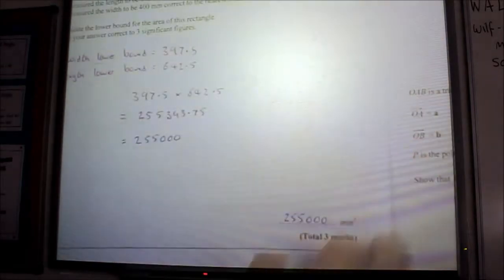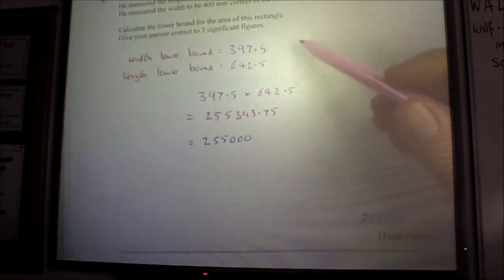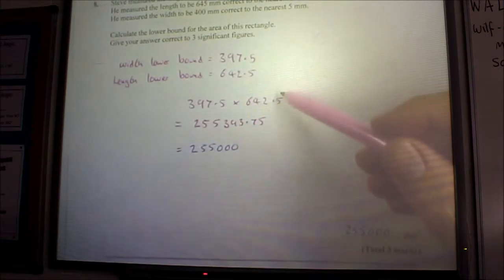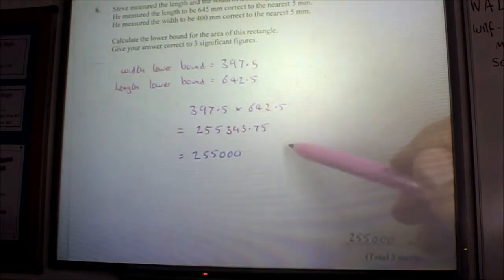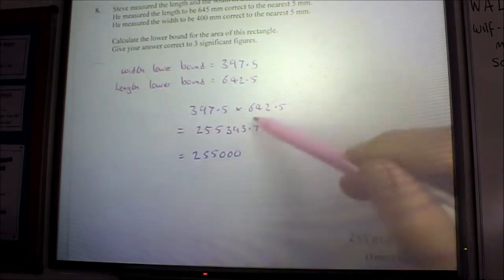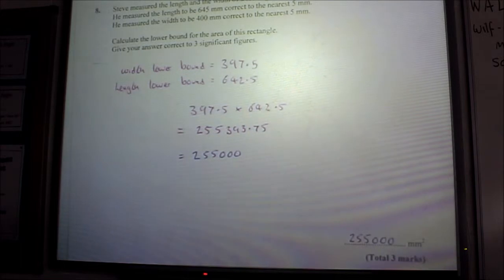Question number 8. Calculate the lower bound for the area of the rectangle. So the lower bound of the area of the rectangle, you need to have the width and the length of the lower bounds. That's where they are. Multiply them together, that's your answer, and that's that to 3 significant figures. So 255000.